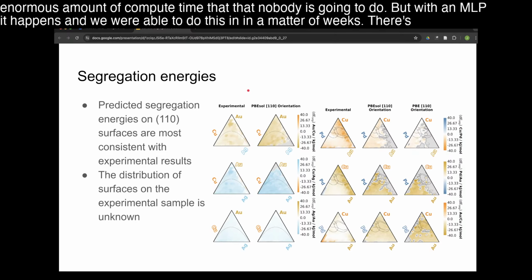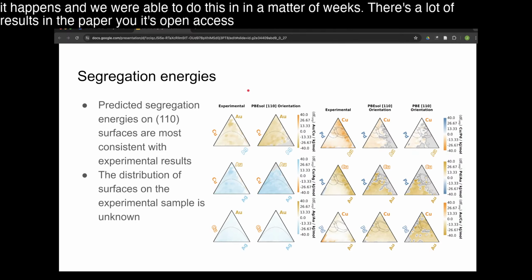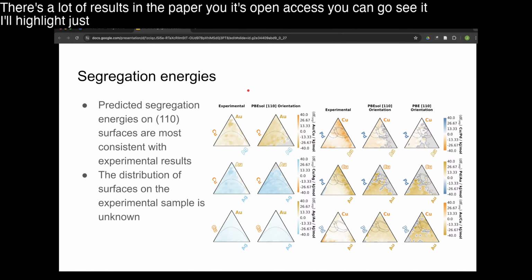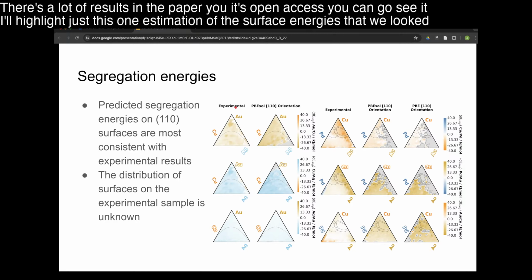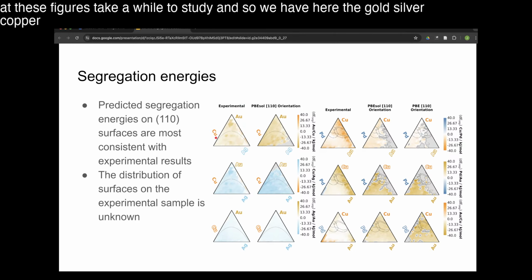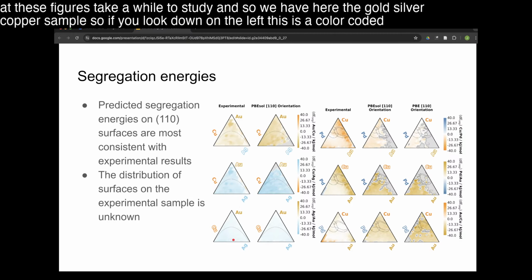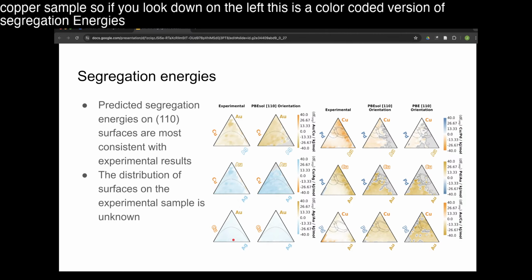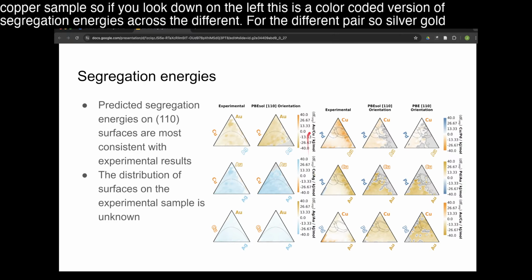There's a lot of results in the paper. It's open access. You can go see it. I'll highlight just this one estimation of the surface energies that we looked at. These figures take a while to study, and so we have here the gold, silver, copper sample. So if you look down on the left, this is a color-coded version of segregation energies across the different pairs, so silver gold, copper silver, gold copper.